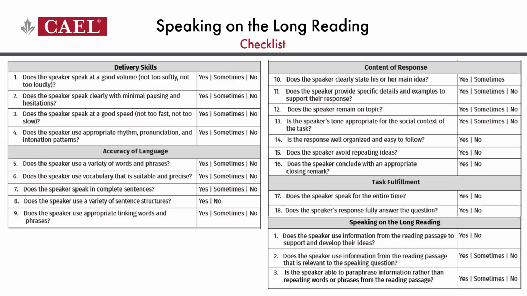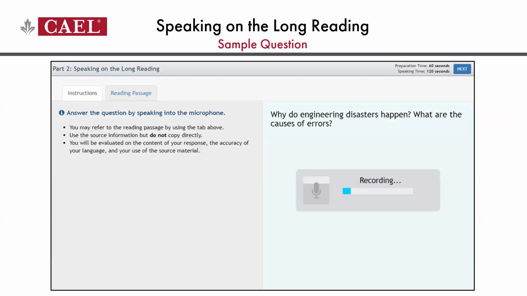So those first 4 categories are used for all 5 of your speaking responses on CAEL. This last category, speaking on the long reading, only applies to part 2, which is the question I'm going to show you now. So all 5 of these parts of the checklist we'll look at. I'm going to play for you a man's answer. He had this exact question when he took his CAEL test at some point in the past.